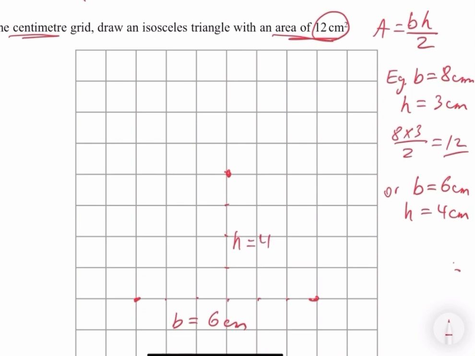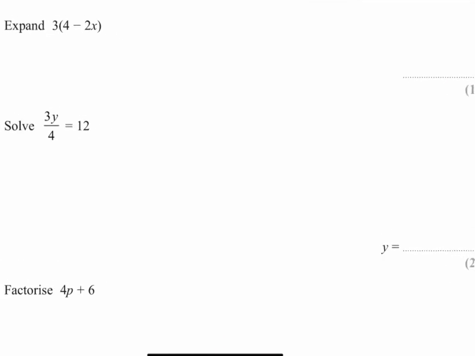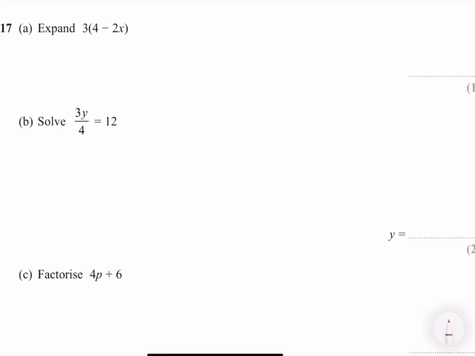Let's just draw the base of 6 centimeters. And the height, remember the height should be perpendicular height. 4, and here you go, this is our triangle with the 2 equal sides.